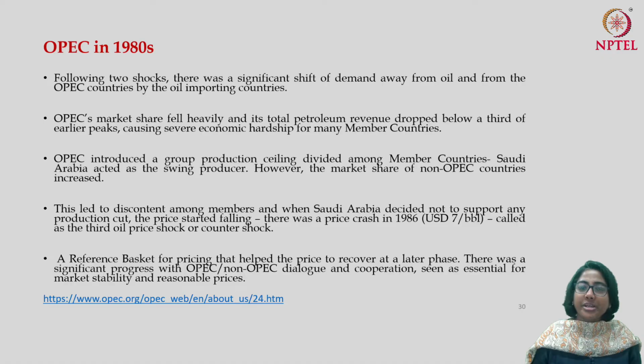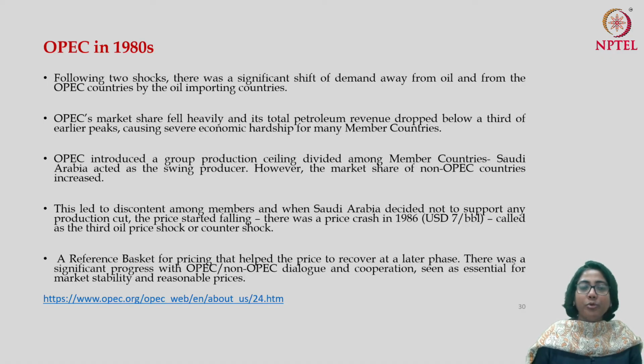Essentially, in the early 1980s, OPEC realized that its market share was falling heavily and total petroleum revenue dropped below one third of its earlier peaks. So the revenue suffered like anything. This caused severe economic hardship in many of the member countries, because most of the OPEC countries' economies revolve around the business of oil. The moment you suffer from a lack of revenue from oil, the whole economy suffers. So this was a very crucial juncture at which OPEC was standing, and they really had to do something.